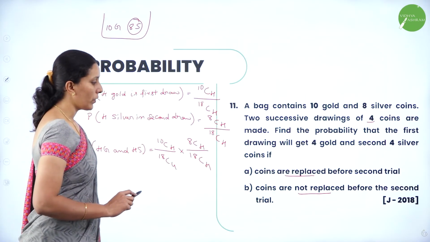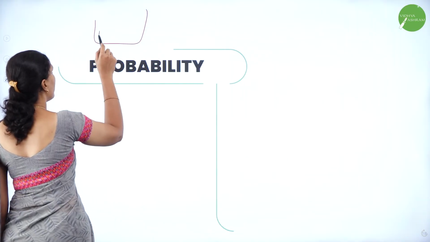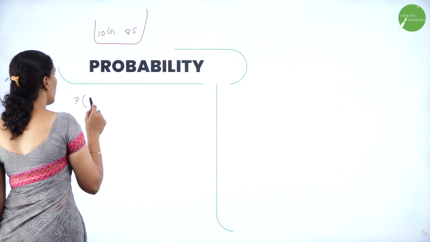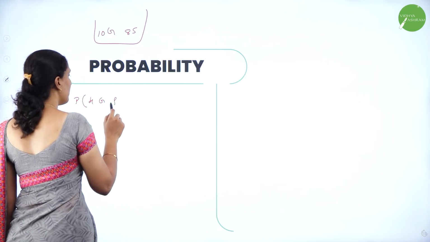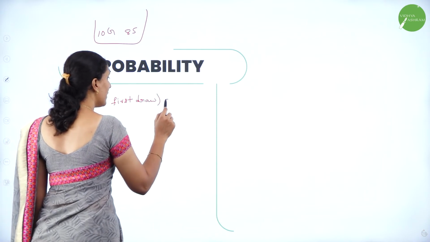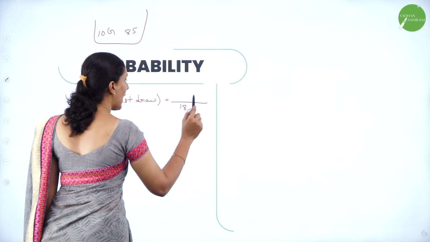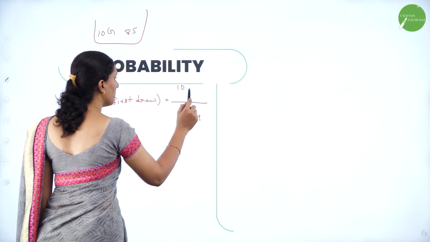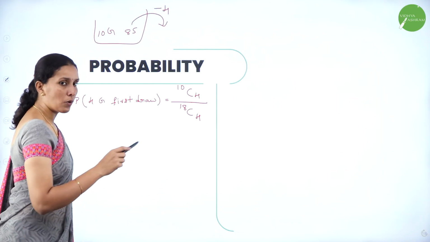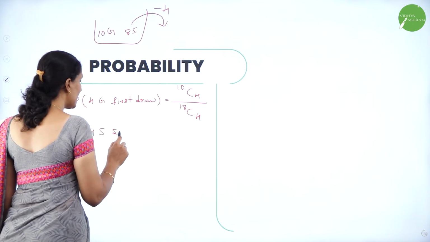Now look at the second question, where coins are not replaced. Let's check the condition here. We have 10 golds and 8 silver coins. Let's take 4 gold coins in the first draw. In the first draw we have 18 coins inside the bag, and I need to choose 4 coins, and those 4 coins have to be gold. Now I have taken 4 gold coins outside the bag. Now the probability of getting 4 silver coins in the second draw.